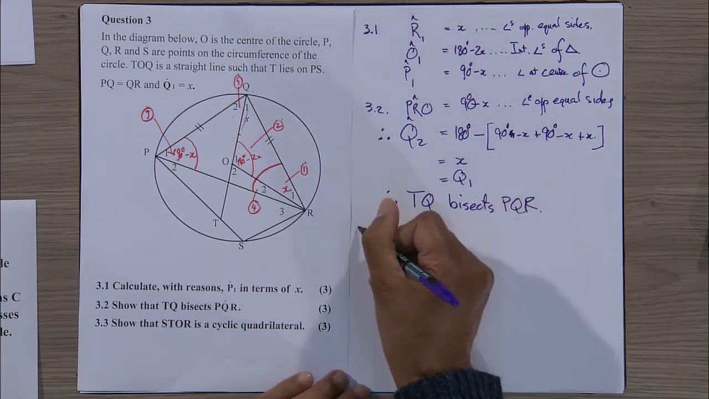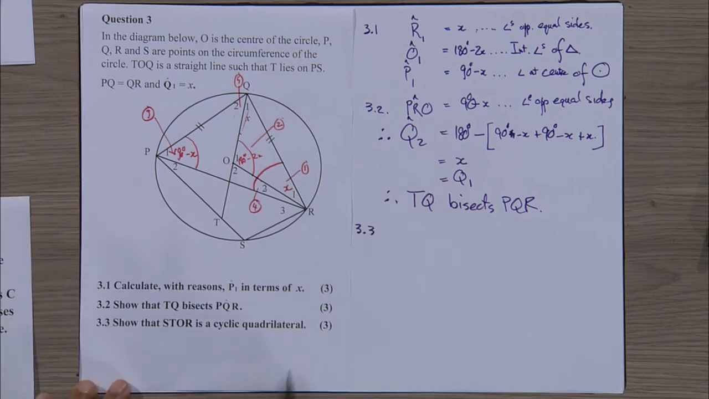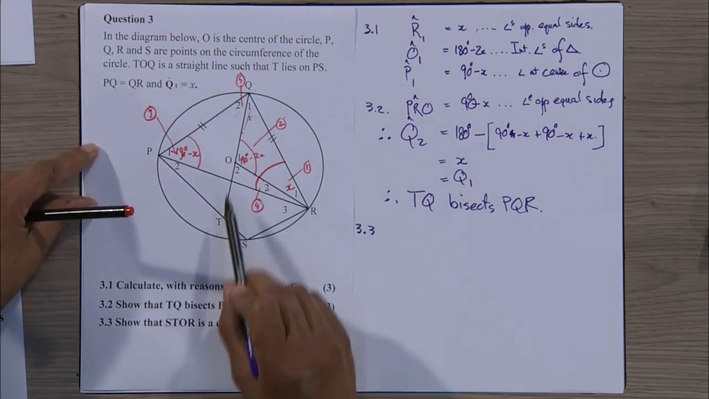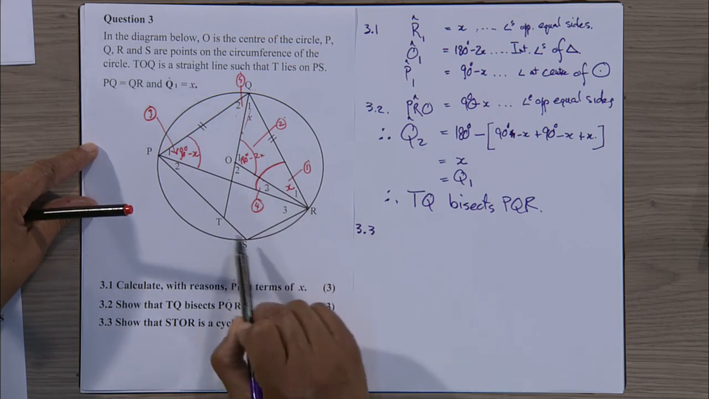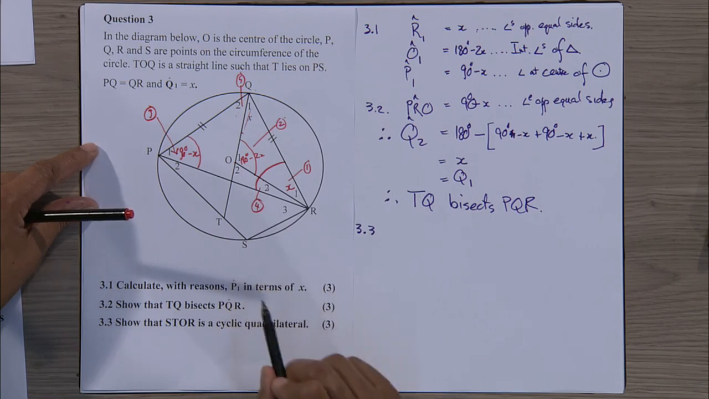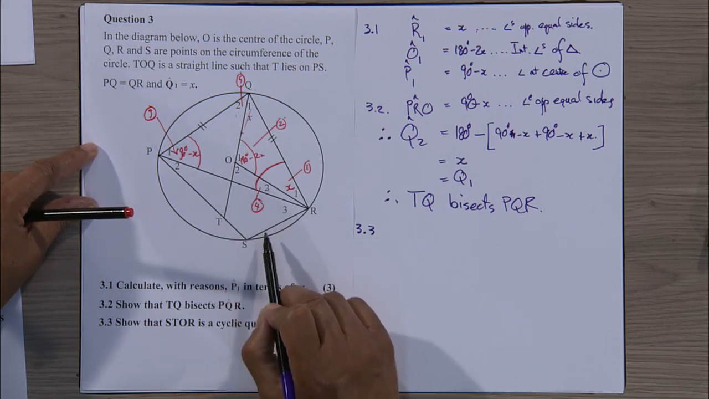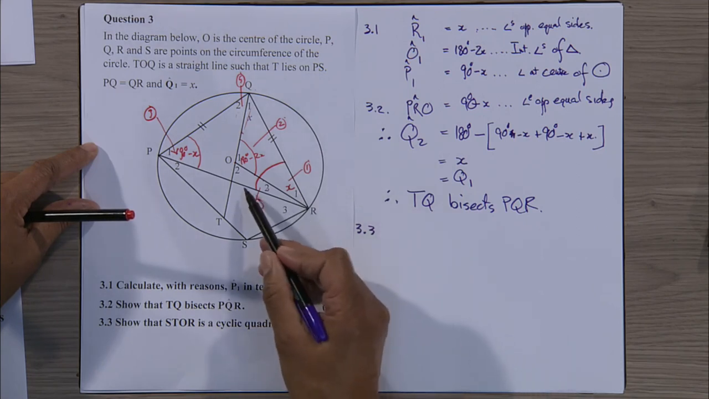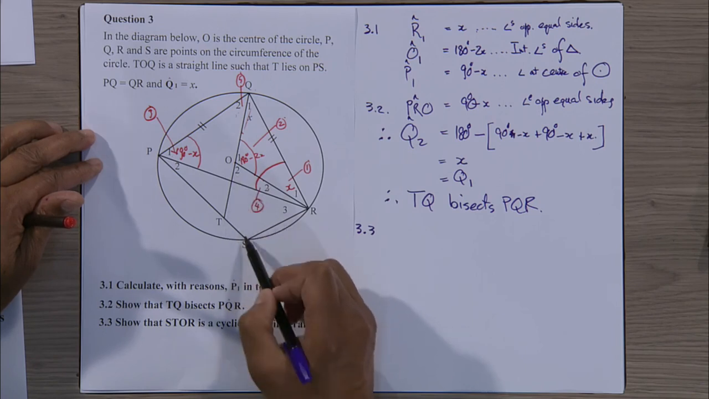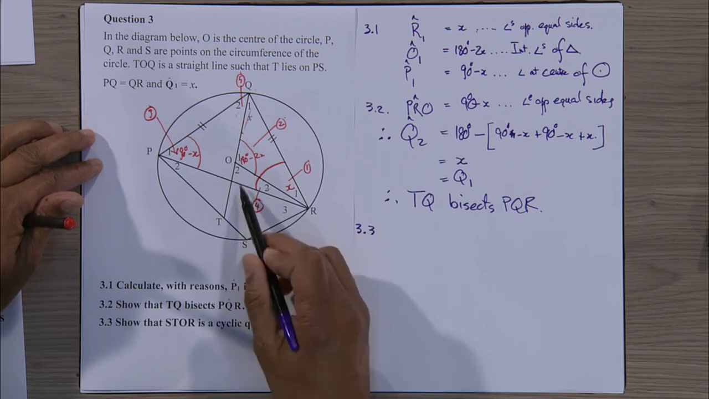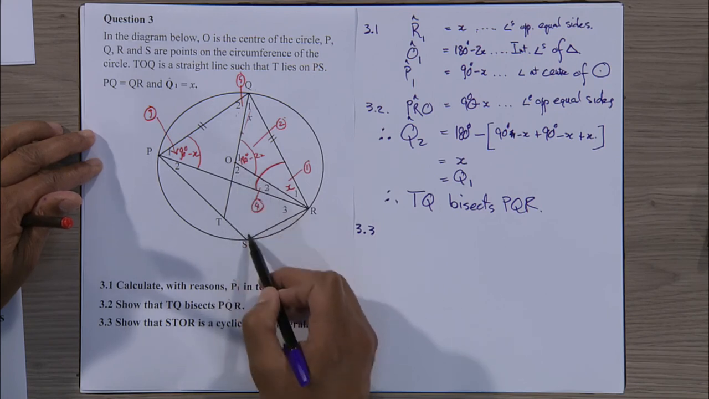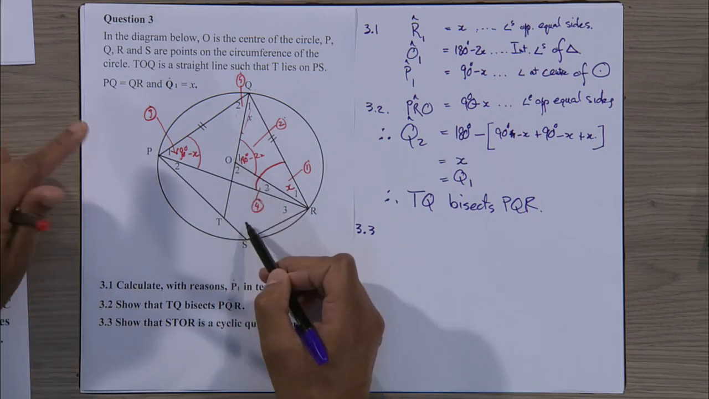PQR. Lastly, in this sum, and I love this one, show that STOR is a cyclic quad. STOR, a cyclic quad. Right? If I can show there's a property of a cyclic quad, and this is the converse again, the converse of a theorem, I have proven in the theorem that the opposite angles of a cyclic quad are supplementary. If I now can show that these two angles in this quadrilateral, which obviously does not lie on a circle, if I can show that the sum of them is supplementary, then I can deduce, therefore, this quadrilateral must be cyclic.